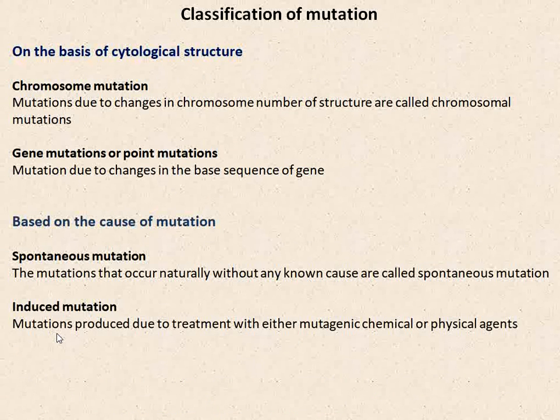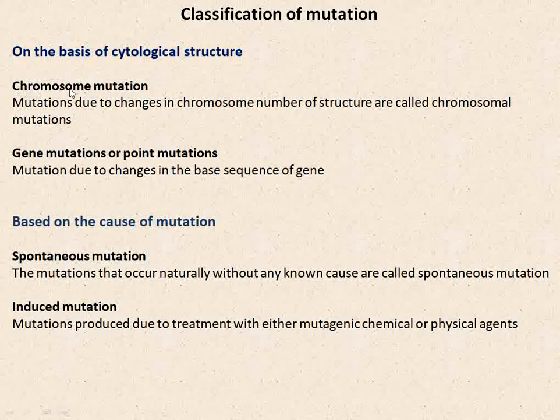Okay. So here we are going to study one of the classifications of mutation. On the basis of origin, in which part of the cell it has taken place, we have classified mutations. So the first classification of mutation that we are going to see is on the basis of cytological structure, or the cell structure in which the mutation has taken place. Based on this, we have classified mutation into two basic groups. One is chromosomal mutation, and the second is called gene mutation.